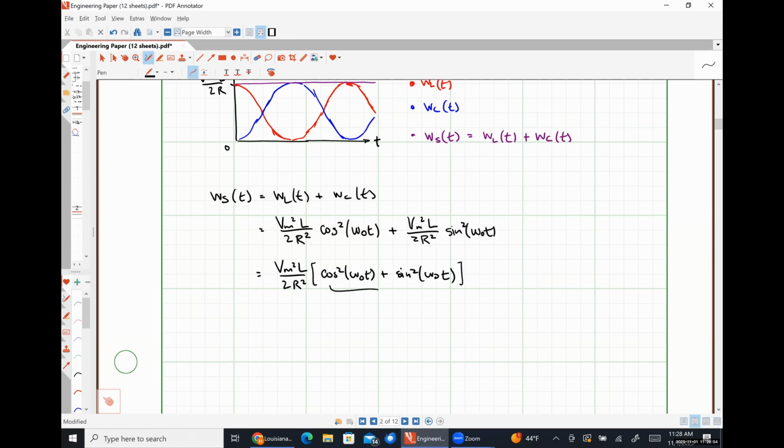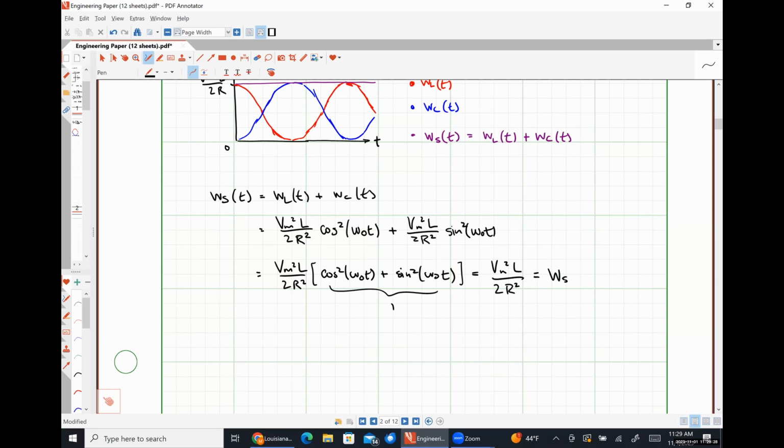We know that this thing right here is simply 1. So we just get Vm squared L divided by 2R squared. And I'm going to call this capital WS because it is effectively a DC term now. It's constant for all time when our circuit is operating at resonance. So this is the amount of energy stored in our system at any given point of time.